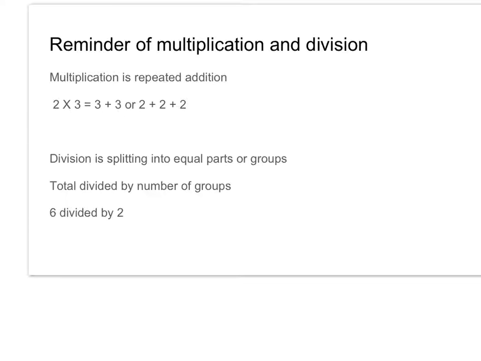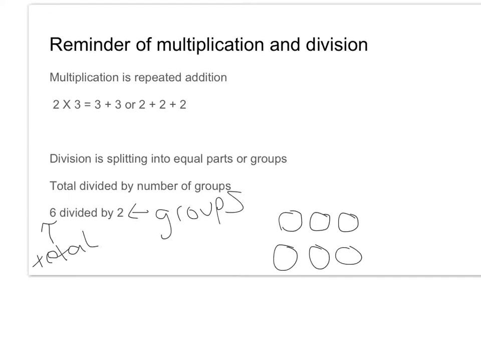Division is splitting up into equal parts or groups, so it's your total divided by the number of groups. So this first number, 6, divided by 2, the first number gives you your total, and this gives you the number of groups. So if we have 6 different things, and they want you to split it up into groups. When we're talking about division, they want it equal. You've got to be fair, you've got to be equal. So there's 6 things, and you want it in 2 groups. So it'll give you 2 groups of 3.